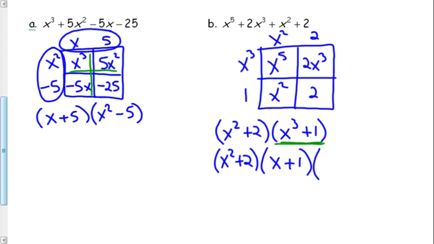And then I have to do the trinomial, where I square the first term, multiply the two terms together and change the sign, so that's negative 1x, or just negative x, and then square the last term. And now that is completely factored.